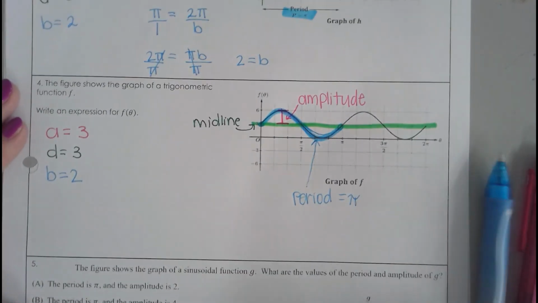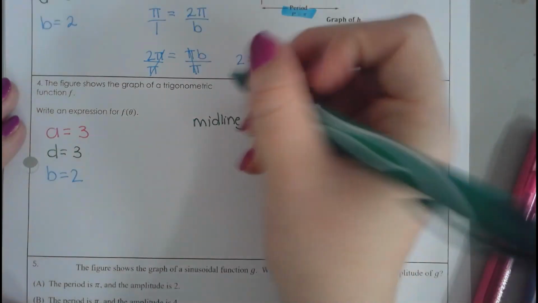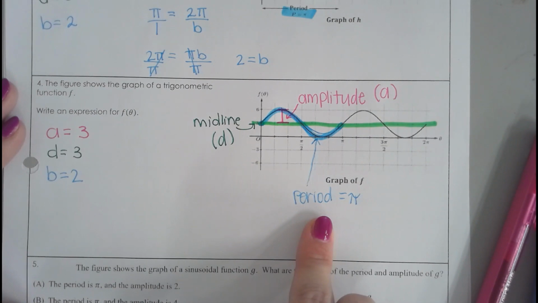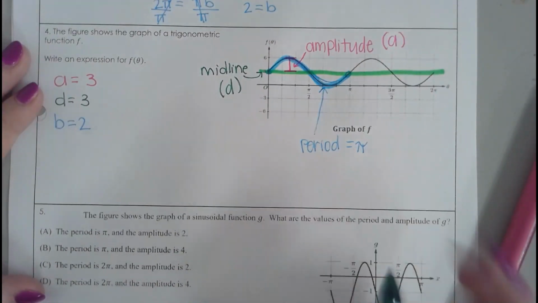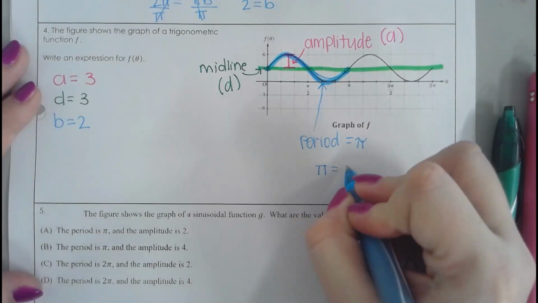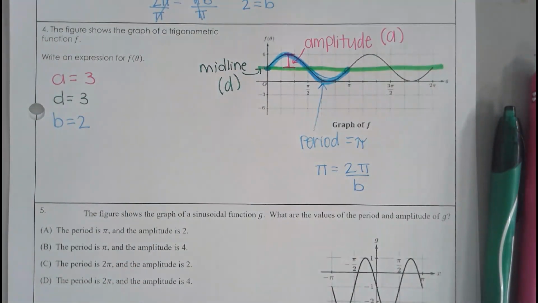So this is your A. This is your D. I don't like marking that as B. I would rather write pi equals 2 pi over B. Because if you just put a B there, later on you might forget and just start using period and B as the same thing. And they're not interchangeable.